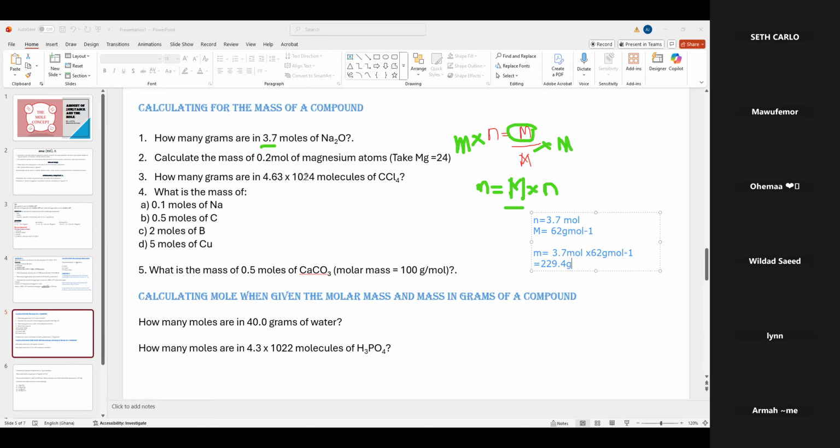Yes, sir. Okay, so question 3 is how many grams are in 4.63 times 10 to the power 24 molecules of CCl4? It's not 1024, it's 10 to the power 24. And please, someone raise their hand. If you have any question, please unmute and ask, okay? Oh, sir, my question was already answered. Oh, okay. That's fine.